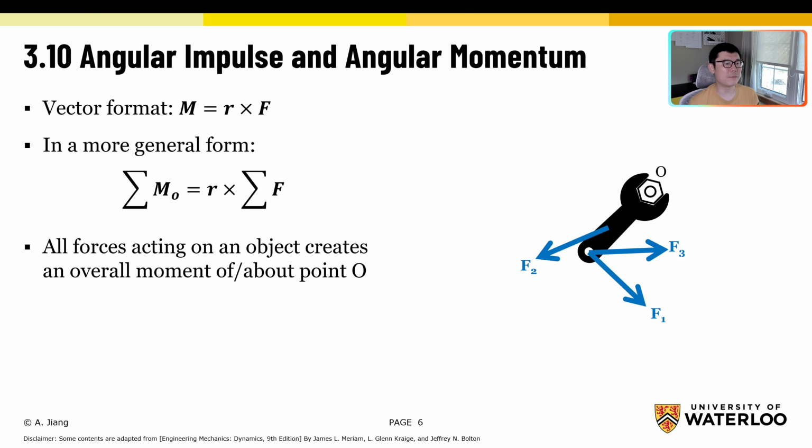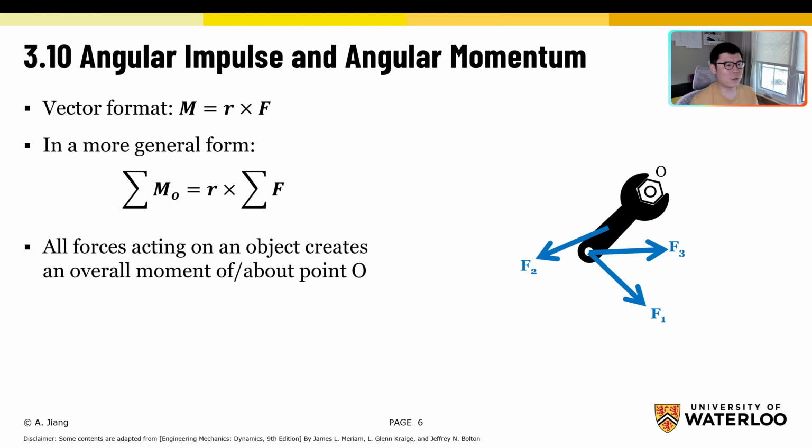Let's continue with the vector format of the moment. If there are multiple forces, the overall moment about O, the point of interest, can be calculated in two ways. You can add all forces together to find the resultant force, then find the moment of the resultant force about O. Or, the other way to think about this, you can find the moment of each force about O and then add the moments together.